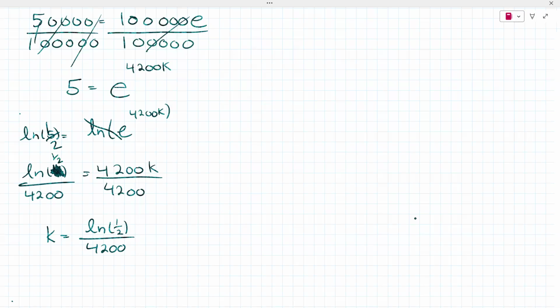Okay. And so that's our k value. We'll just leave it as exact value. So our equation is going to be y equals 100,000 b raised to the ln of one half over 4,200 times t.